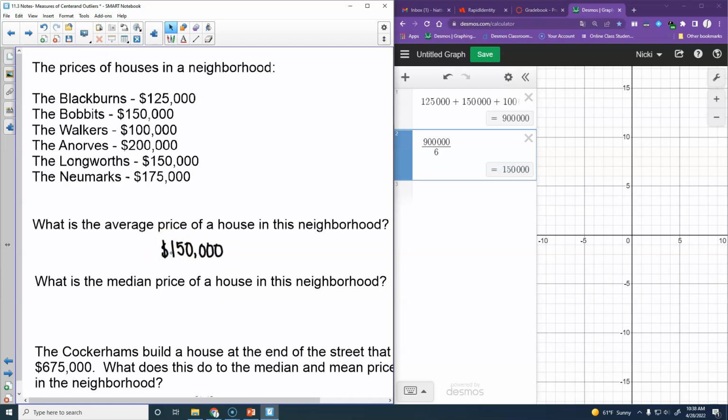Now, if we want to know the median, we have to put the numbers in order. Lowest is 100,000. Then we got 125. We've got two 150s. Make sure you list them twice if there are two of them. We've got a 175. And we've got a 200.